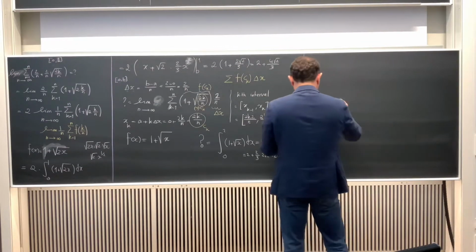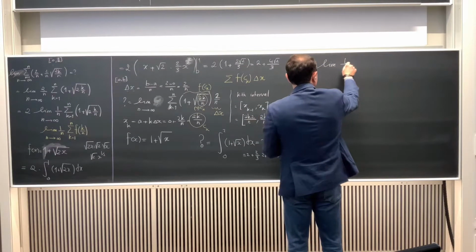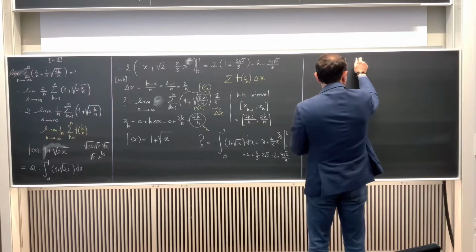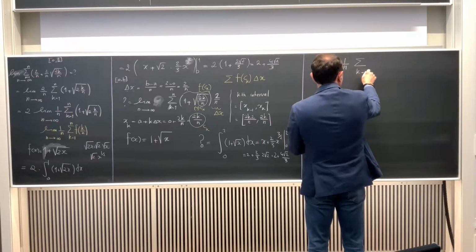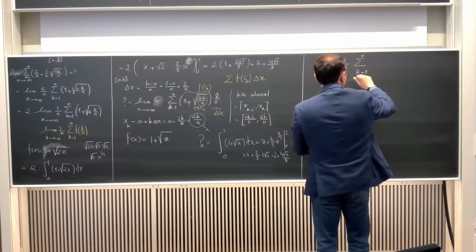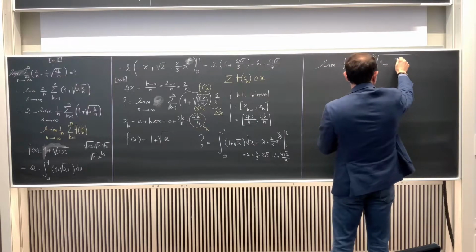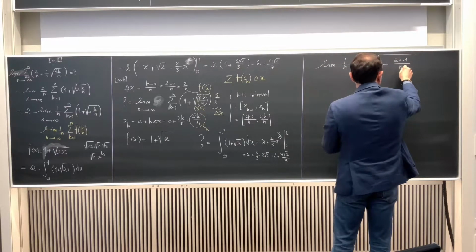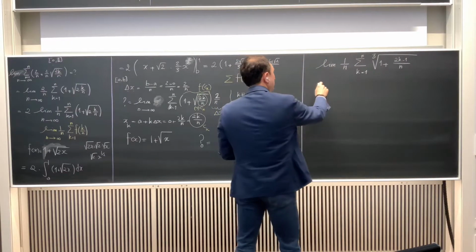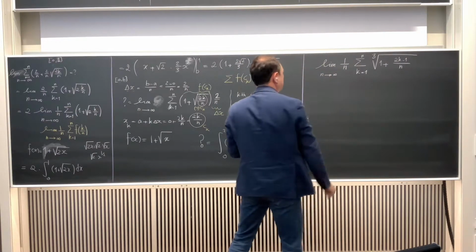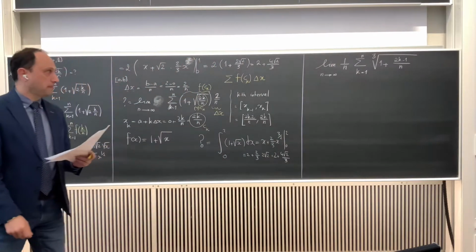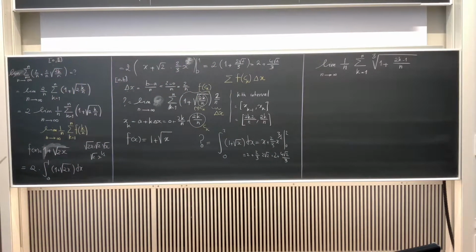So we want to calculate, this is a problem in atoms, yes? So we want to calculate this limit. K goes from 1 to n. The third root of 1 plus 2k minus 1 over n. N goes to infinity. This is a problem in your course book. You want to calculate this limit.